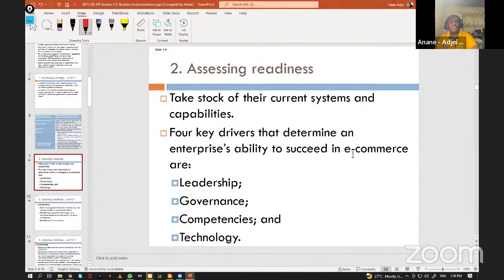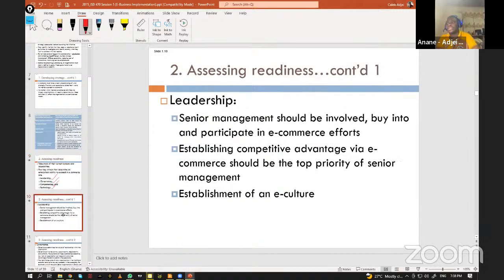And what are some of the four key drivers that can determine an enterprise's ability to succeed in an e-commerce environment? Number one, what type of leadership style do they have? The governance, the competencies, and the type of technology that they have deployed in their organization. What type of leadership are we talking about? We are saying that senior management should buy into and participate in the e-commerce efforts.